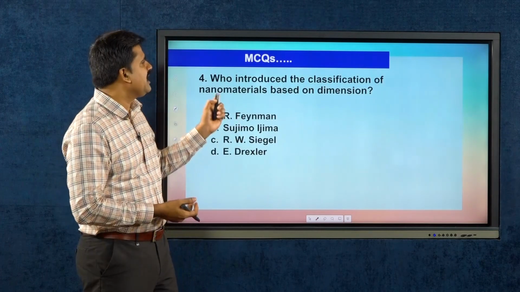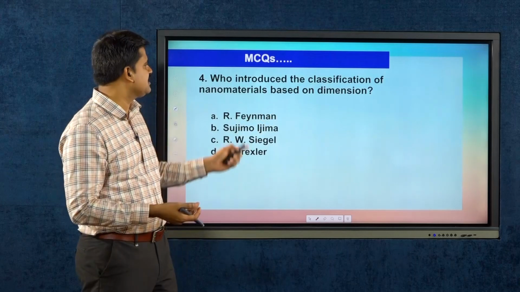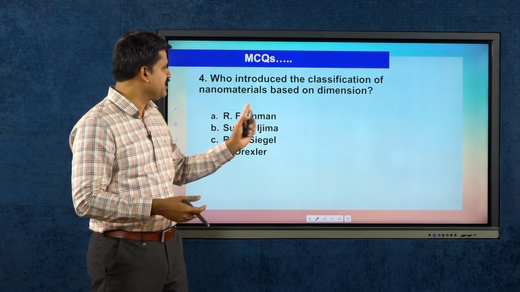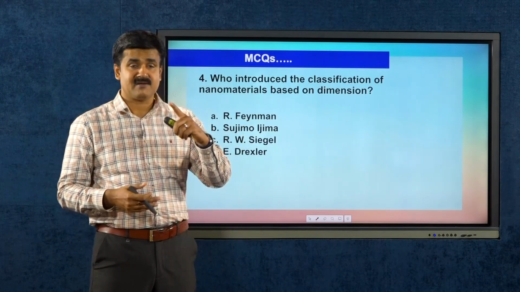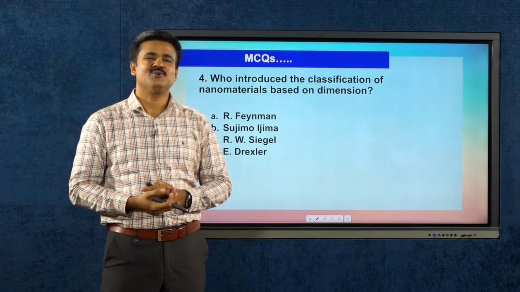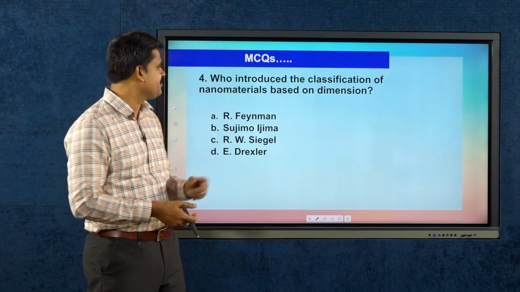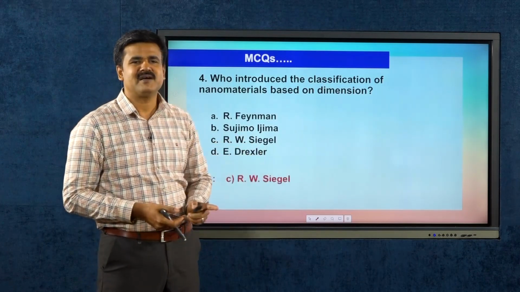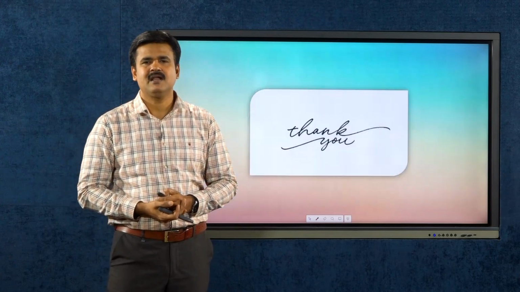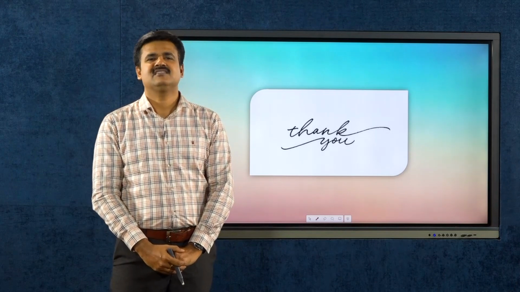And who introduced the classification of nanomaterial based on dimension? Absolutely, it is clear that Feynman gave the foundation stone. Sumio Iijima is a scientist who invented carbon nanotube. Eric Drexler used the term nanotechnology for the first time in its real sense, and the classification was introduced by R.W. Siegel. So, the right answer is R.W. Siegel, and that is all about the presentation, all about the module.